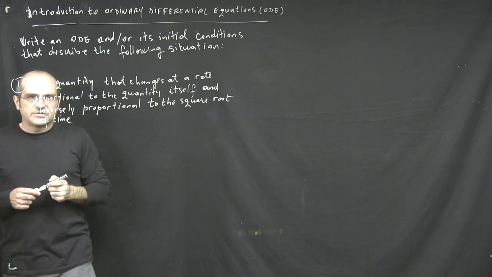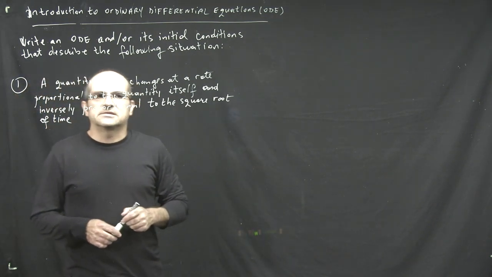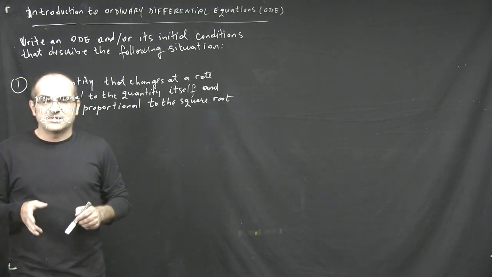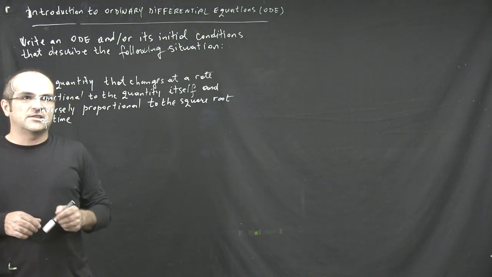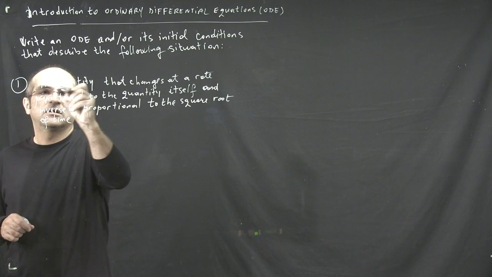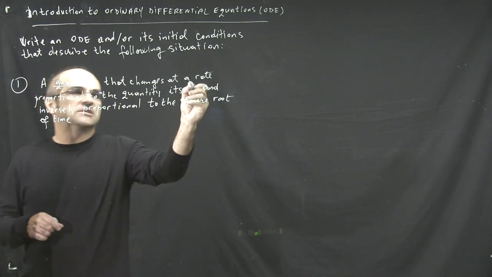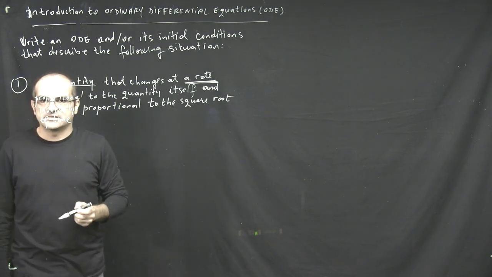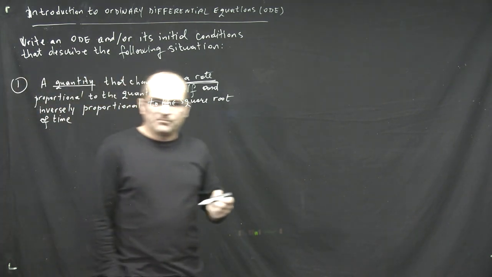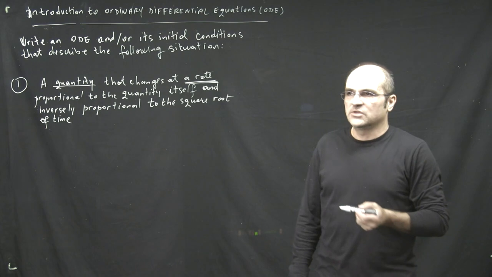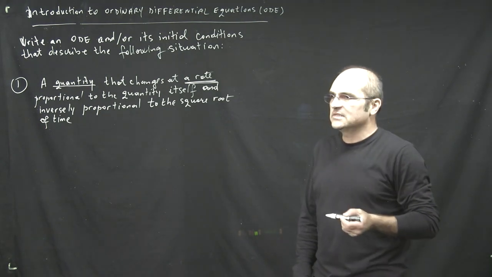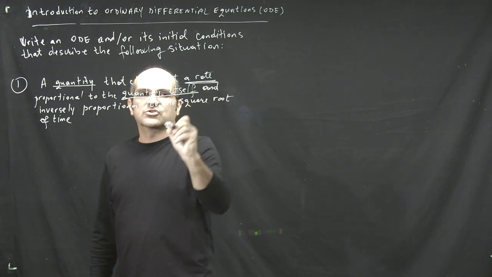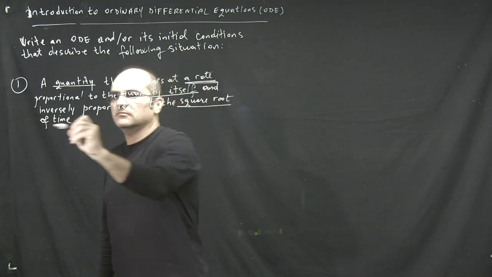So one of the key words to keep in mind is the rate of change, right? What signifies that the problem is a differential equation problem is that the quantity that you want to model changes at a rate. That's the key word to keep in mind, because the rate of change, of course, is another name for the first derivative. So it changes at a rate proportional to the quantity itself and inversely proportional to the square root of time.